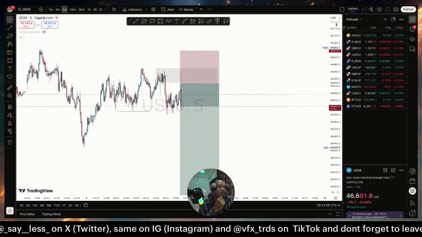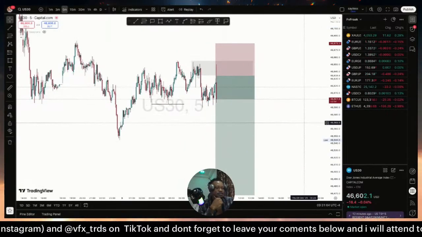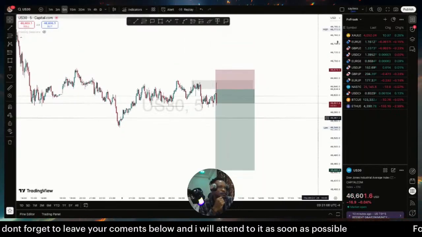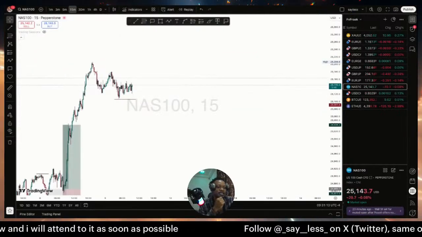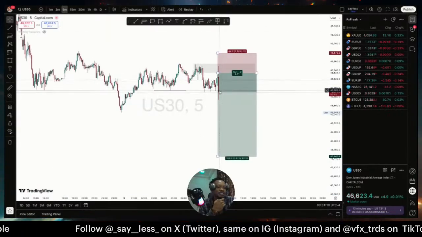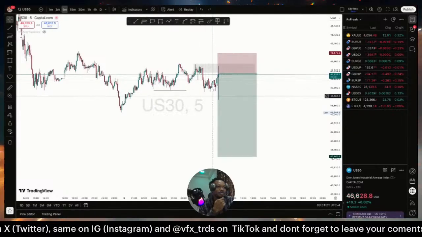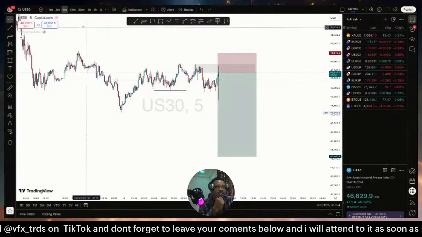Hopefully, it maintains that direction. I'm currently in this sell on US 30. Hopefully, it keeps going in that direction. And Nasdaq, on the other hand, is undecided. You can't be too happy when US 30 gives you first instant profit. It doesn't always work out like that. Sometimes it might be a liquidity grab and then it goes against you, but hopefully that is not the case for today.